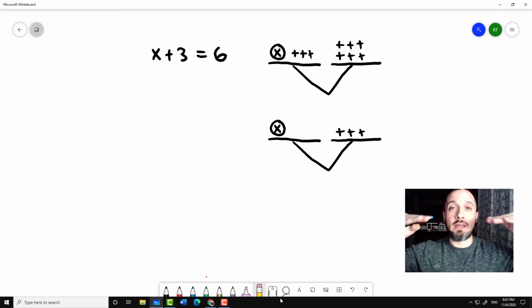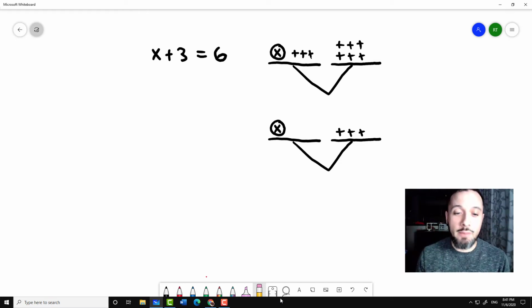So as long as I keep doing the same thing to both sides, the balance stays the same all the time. But if you only do it to one side, if you forget to do it to the other side, you're going to lose that balance. So it's very important that you do the same thing. Anytime you take away something from one side, do it to the other side as well so it stays balanced. And now I'm just going to represent that over here in my equation.